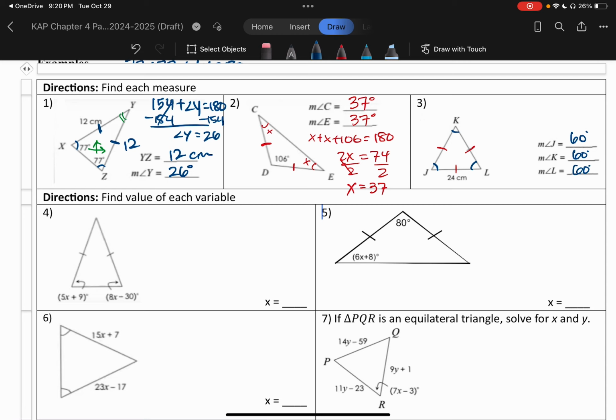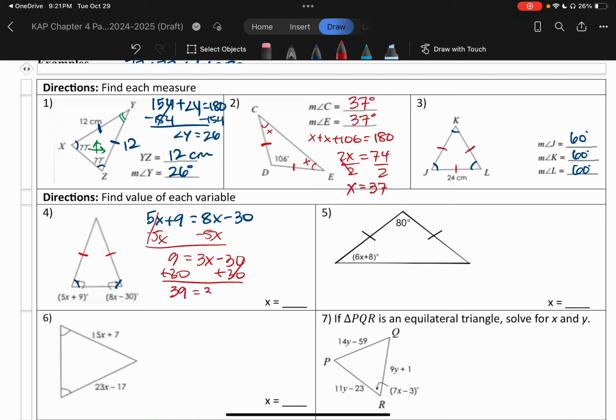All right, we'll run through the next example here. It says find the value of each variable. And this is just looking at the same things that we looked at earlier, just now looking at this algebraically. So here I have my congruent sides, my legs. The angles across from them will be congruent. So the angles that I have marked in blue there have to be congruent. If these angles are congruent, then we say that they're equal. So 5x plus 9 is equal to 8x minus 30. If we solve for x here, subtract 5x on both sides, we get 9 is equal to 3x minus 30. Adding 30 to both sides, we get 39 is equal to 3x. If I divide by 3, we see that x is equal to 13.